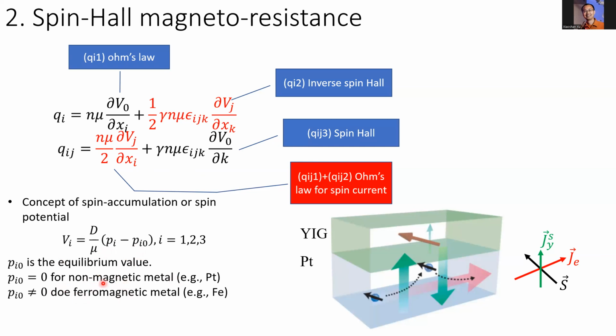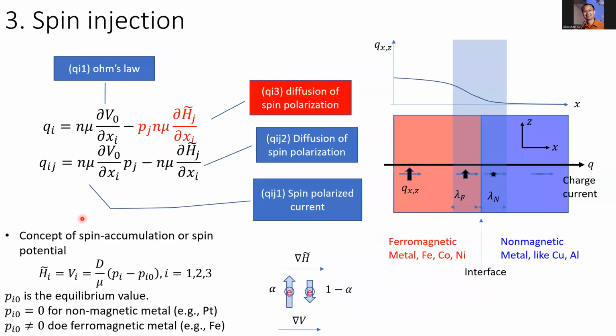For non-magnetic metal, such as platinum, the equilibrium polarization is 0. For ferromagnetic metal, that's not 0. All right, so essentially this is the same formula, but a different notation. Importantly, we introduce the concept of spin accumulation or spin potential.